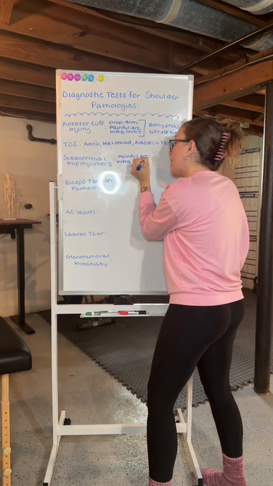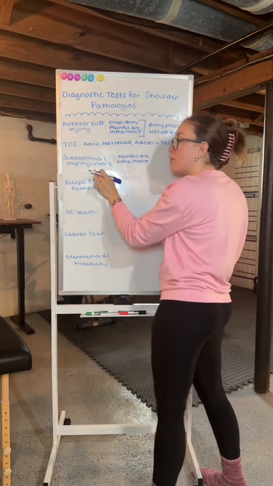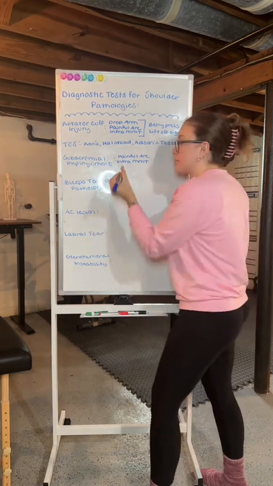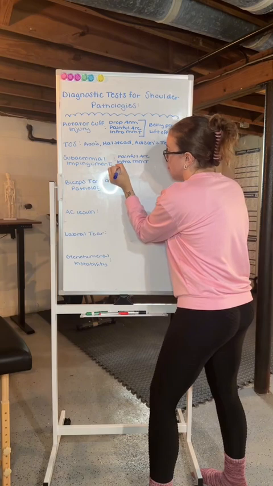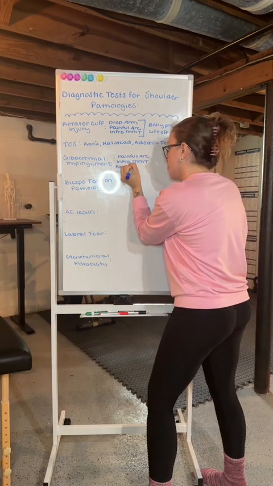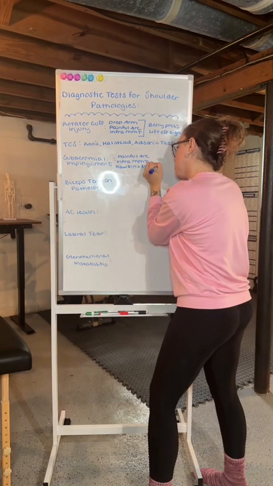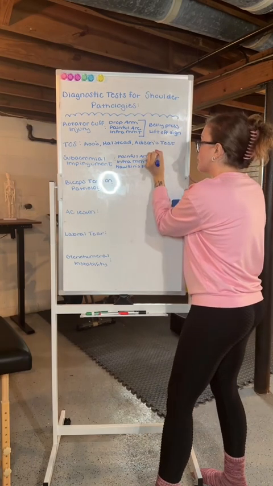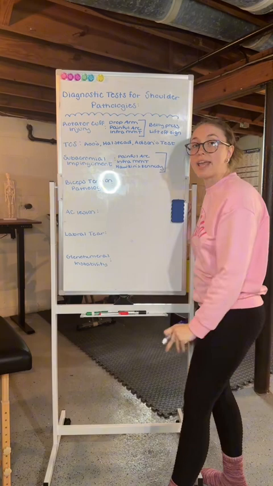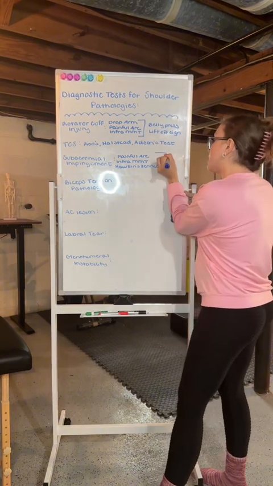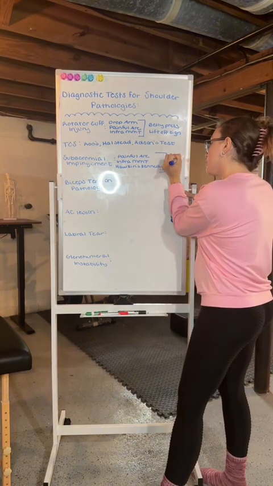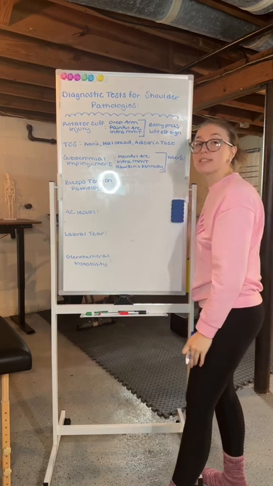And then the third item in our test cluster for subacromial impingement is the Hawkins-Kennedy test. Now, once again, this is a cluster. There are additional tests that we can perform, and they are the Neer's test, and then our scapular assistance.